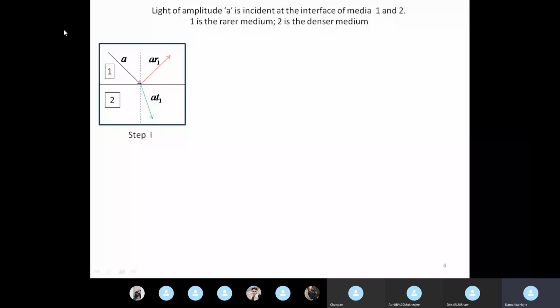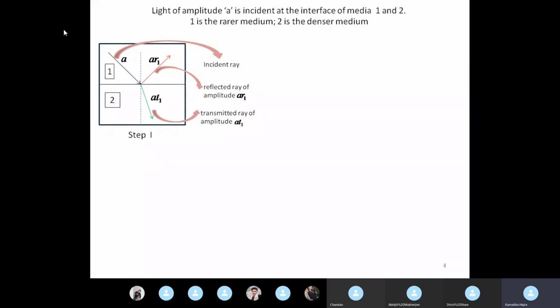So this is step 1. Okay. So just once again, this is our incident ray. This is the reflected ray of amplitude AR1 and this is the transmitted ray of amplitude AT1.